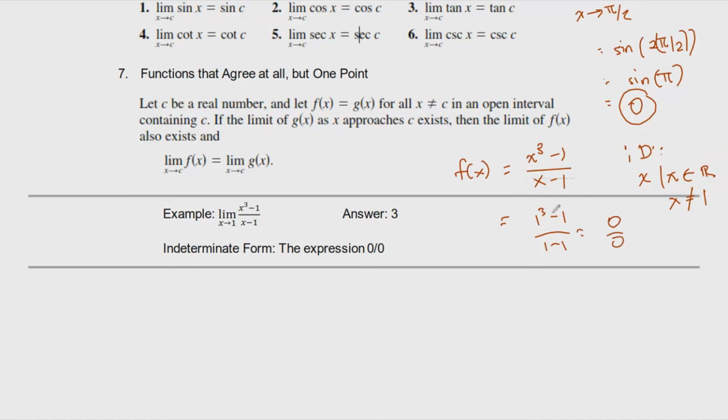We can't just simply say that the answer is 0, because it is actually not 0. 0 over 0 is an indeterminate form. You can't evaluate it. Okay, so with that, the expressions agree at all points but not 1. And how do we find the limit of those expressions?